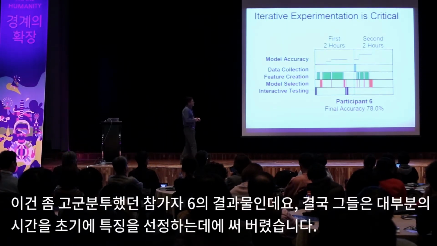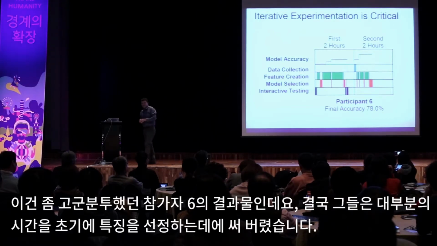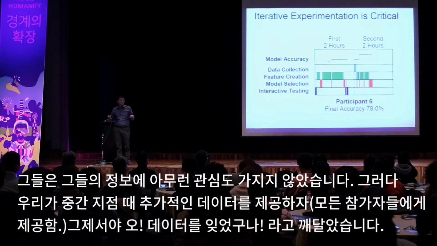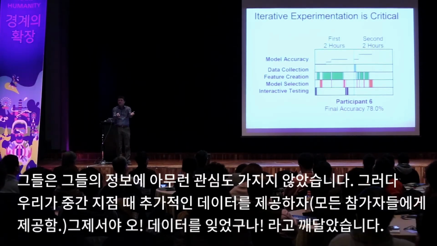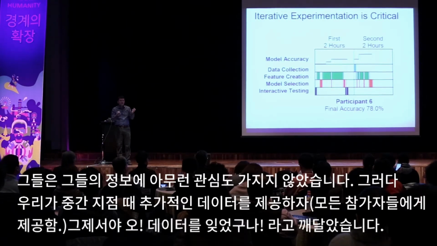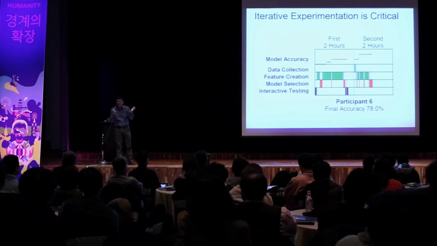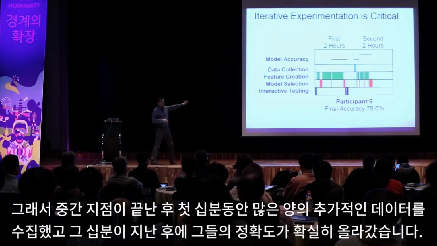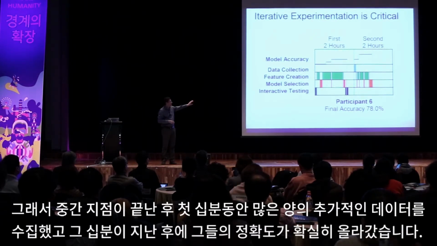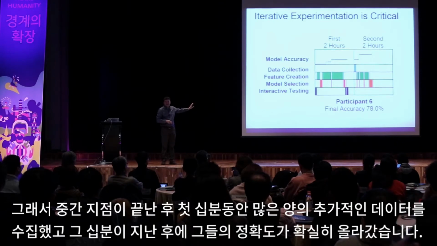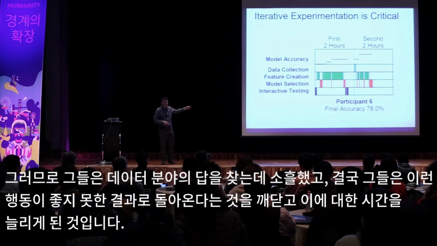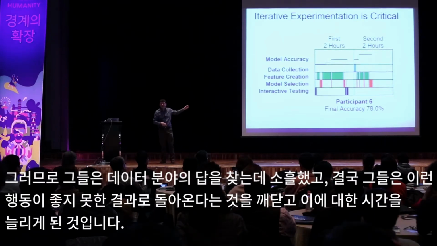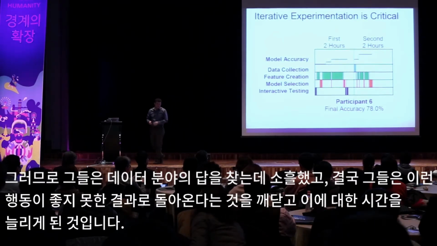This is another participant who struggles. They spend most of their time on feature selection in the beginning. They never pay attention to their data. At the halfway point in this experiment, we gave every participant some additional data. And at that point, this person realizes, oh, data matters. And so they collect a bunch of additional data in the first 10 minutes, and then you see this jump in their accuracy afterwards as they start working with that data. They had neglected the data part of their answer. They recognize this, they come back to it, and they fix that over the course of that time.